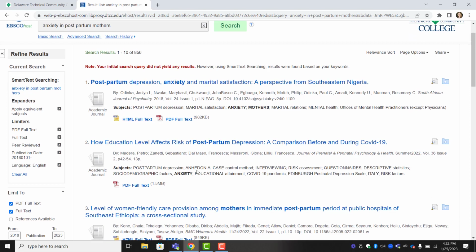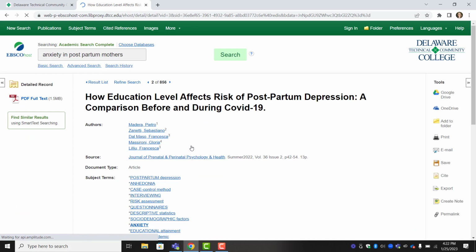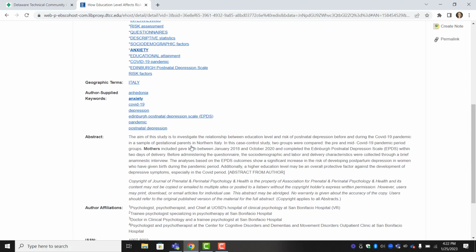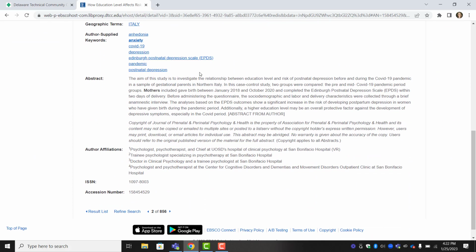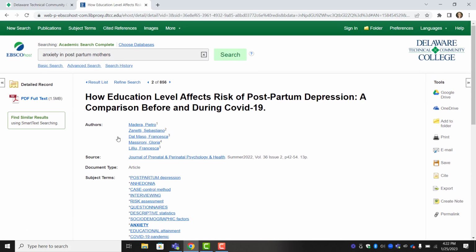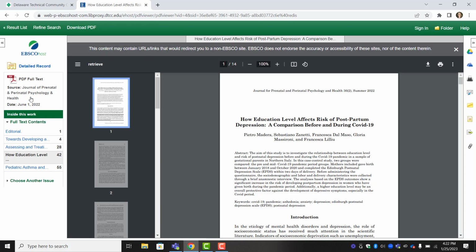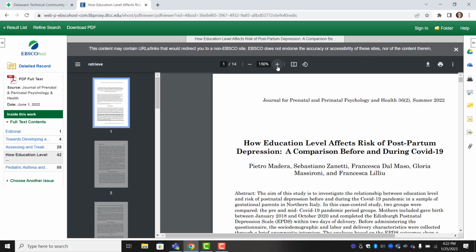So here, this article number 2 is How Education Levels Affect Risk of Postpartum Depression, a comparison before and during COVID-19. So if I was looking to focus on something that happened during COVID-19 or a change, I might choose this article. And you'll see it gives me an abstract. This is a summary of the article. And then if I want to access the full article, I can go over here to PDF full text. I'm going to make it much bigger so I can read it.